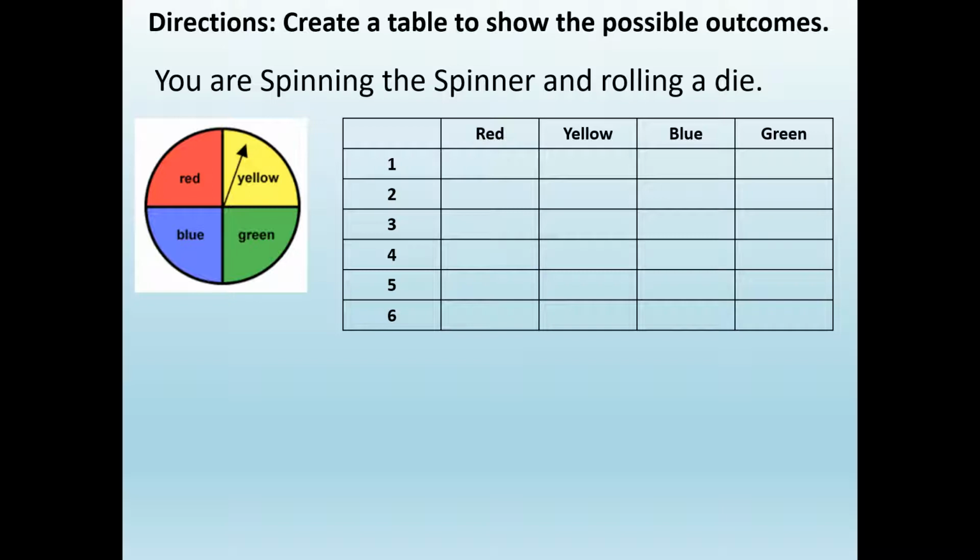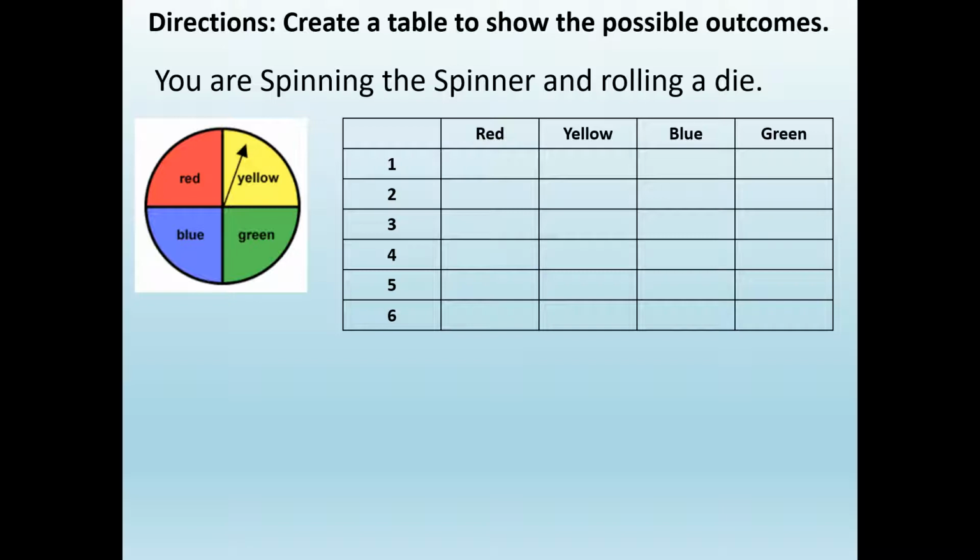So notice how I've taken my outcomes for the spinner, which are red, yellow, blue, and green, and I've listed them across the top column here. I've taken my possible outcomes for rolling a die, which are 1, 2, 3, 4, 5, and 6, and I've listed them in the first column here.